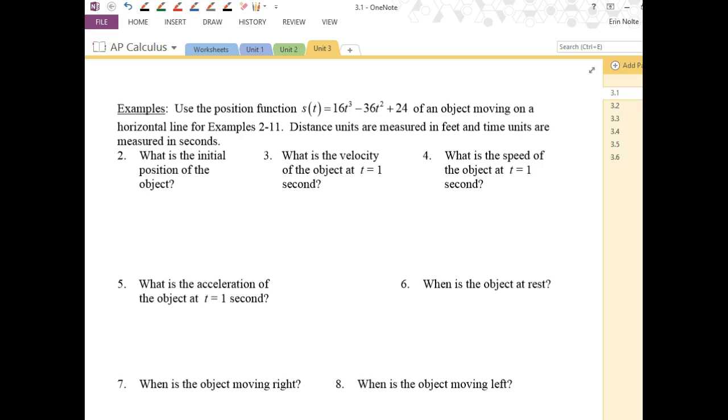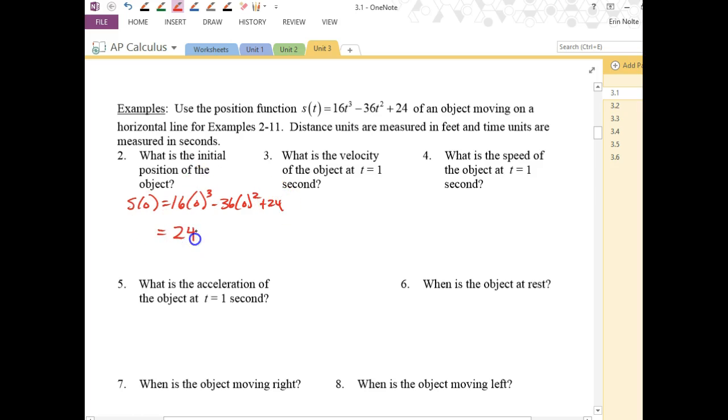Okay, so first question says, what is the initial position of the object? So what am I going to do to find initial position? 0. Into which function? The original position function, exactly. So we're going to simply plug 0 into our position function. And I hope that is an easy thing for you to simplify.